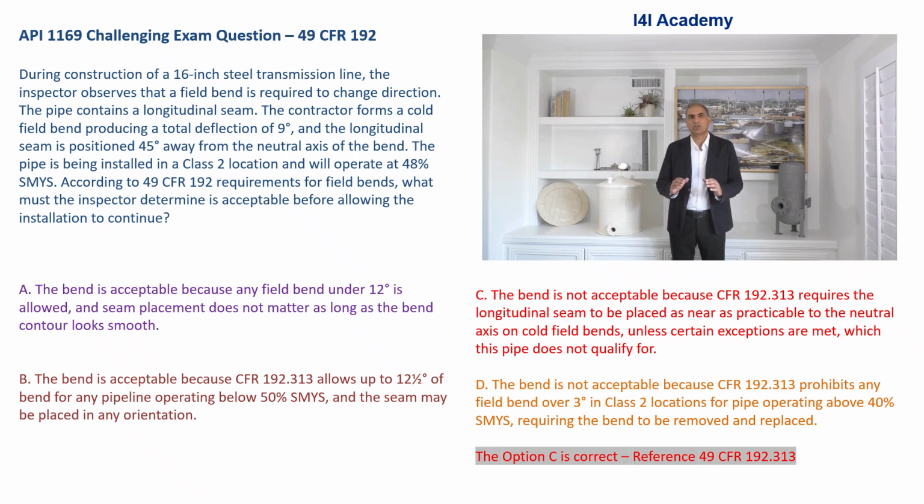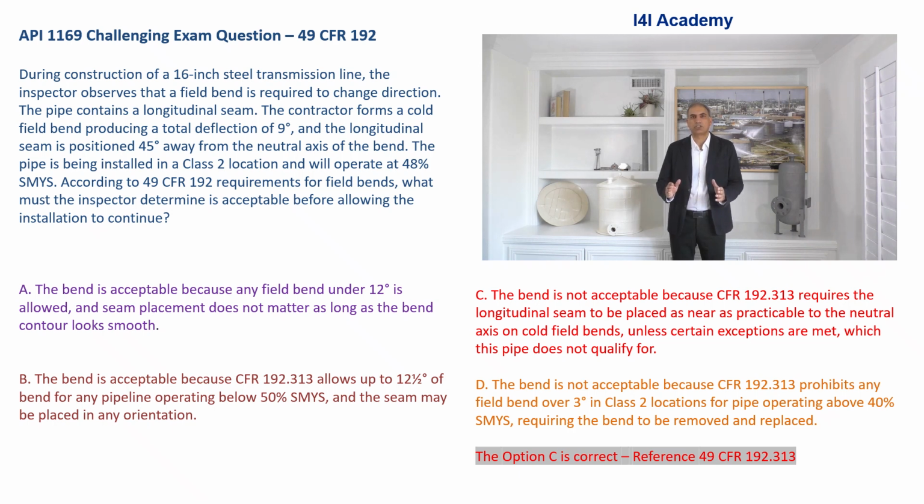During construction of a 16-inch carbon steel transmission line, the inspector observes that a field bend is required to change direction. The pipe contains a longitudinal seam. The contractor forms a cold field bend producing a total deflection of 9 degrees, and the longitudinal seam is positioned 45 degrees away from the neutral axis of the bend.